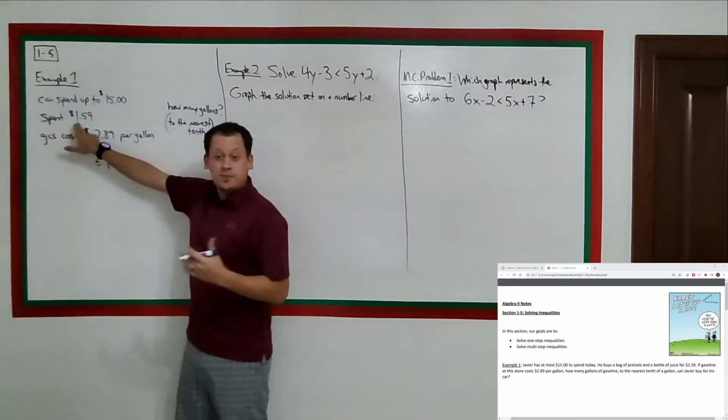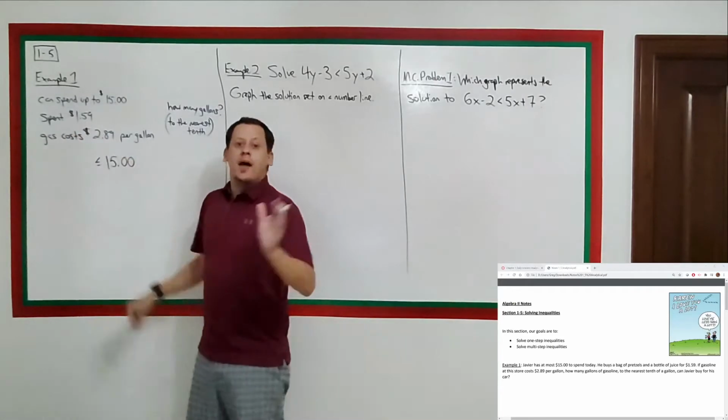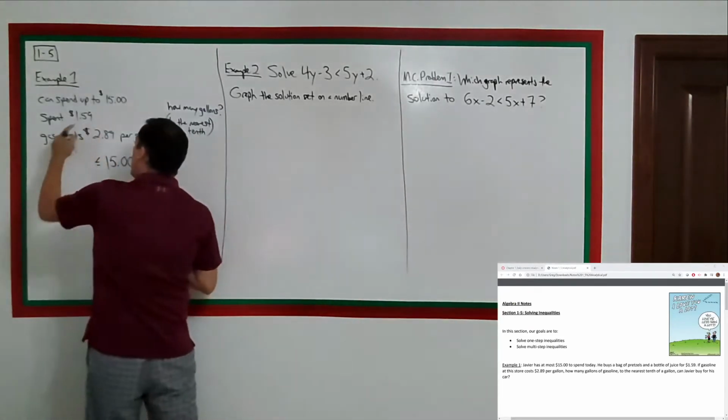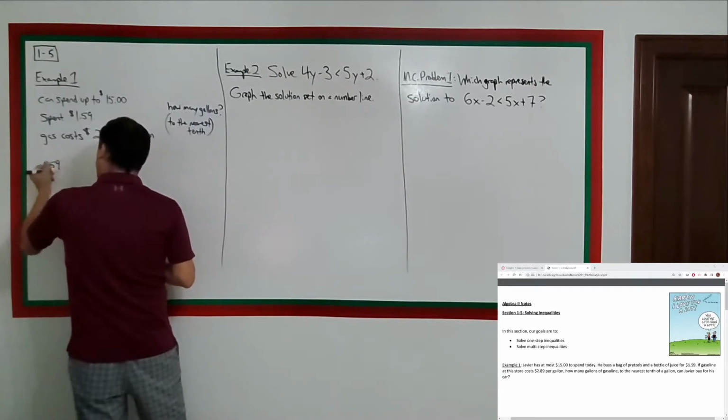Well, he already spent $1.59. It doesn't matter what he bought. That's not going to go in this inequality. All that matters is how much he spent. So $1.59.